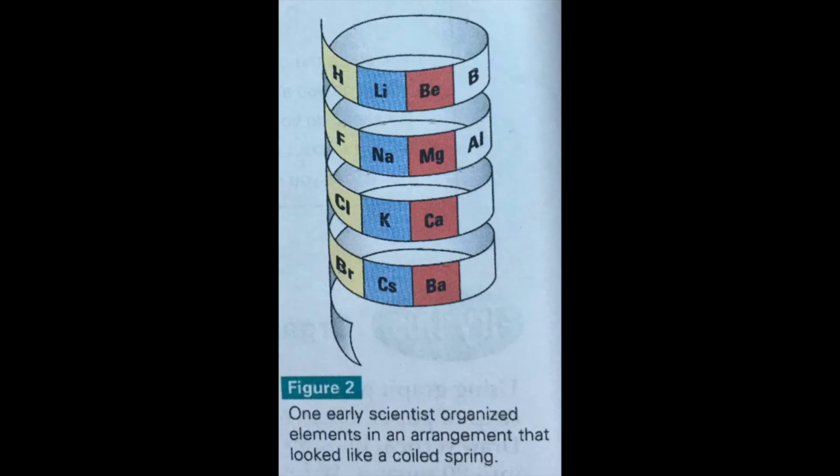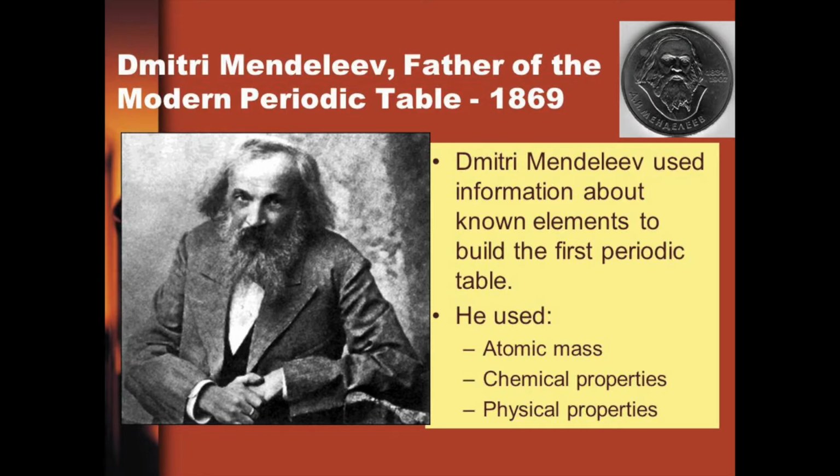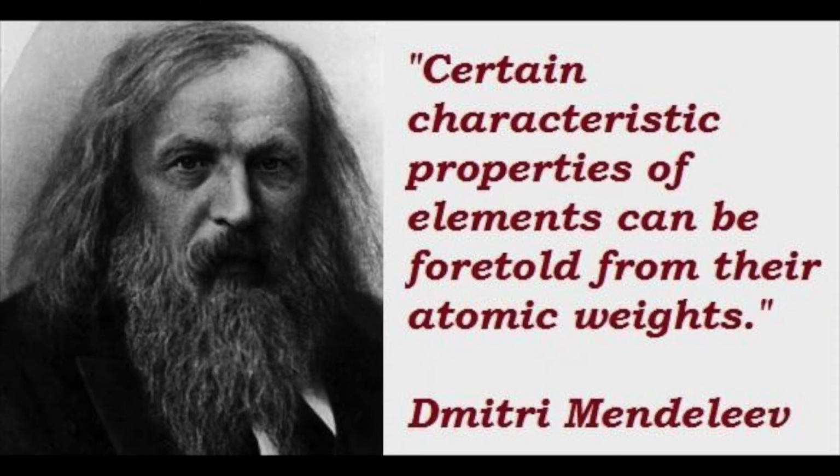Figure 2. One early scientist organized elements in an arrangement that looked like a coiled spring. Mendeleev and the first periodic table. The best arrangement of elements was produced by a Russian scientist, Dmitry Mendeleev, in Figure 3.